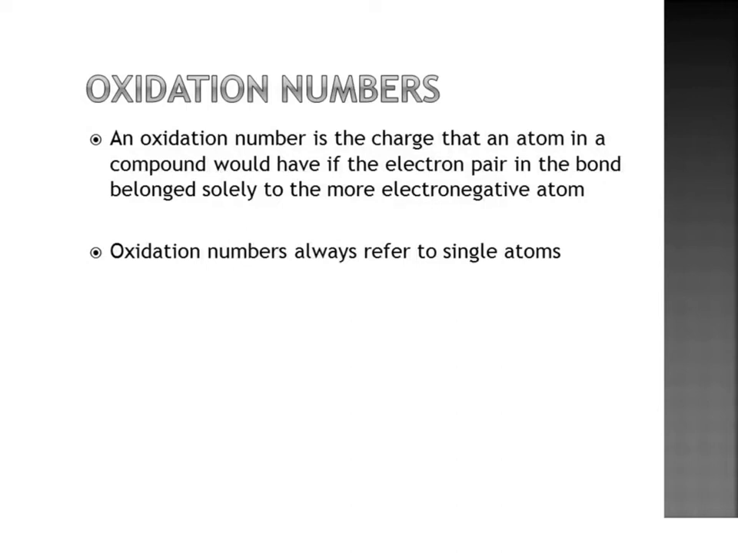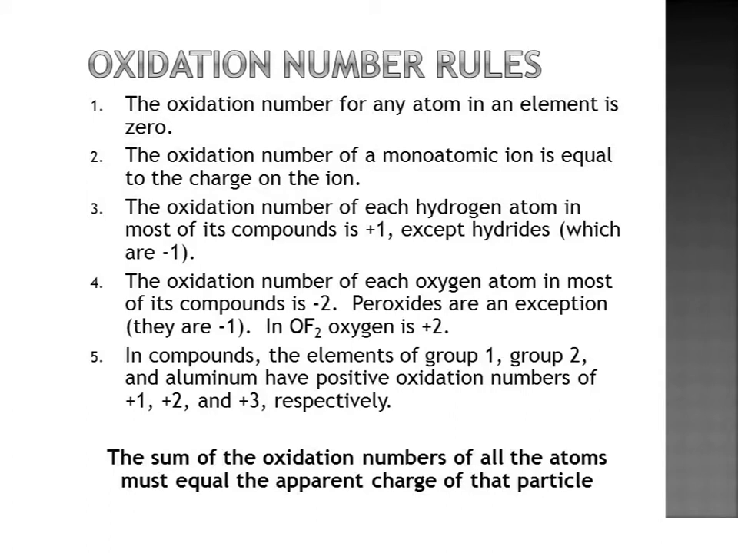An oxidation number is the charge that an atom in a compound would have if the electron pair in the bond belongs solely to the more electronegative atom. Oxidation numbers always refer to single atoms. There are several rules to use to figure out the oxidation number for any atom within a compound.